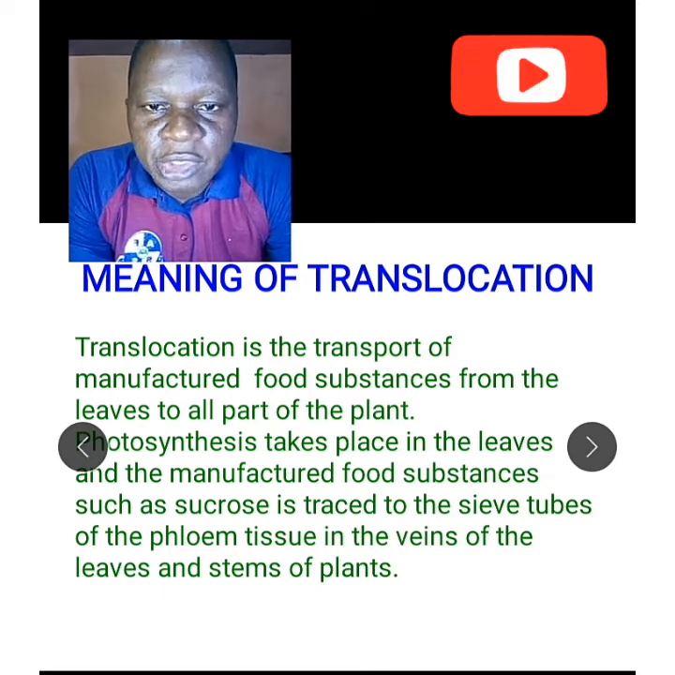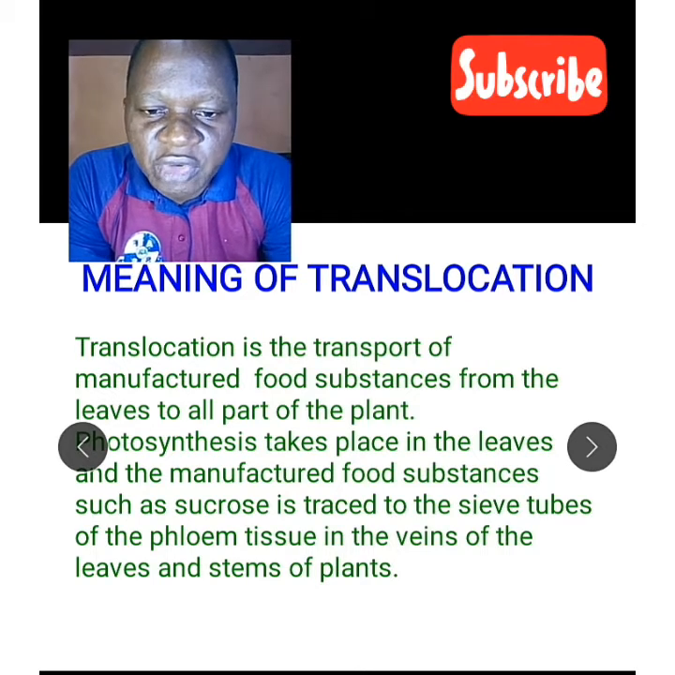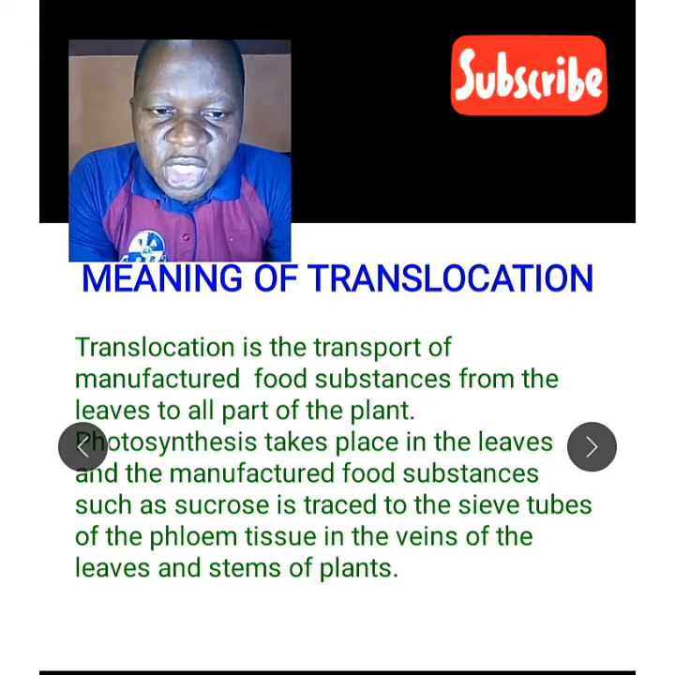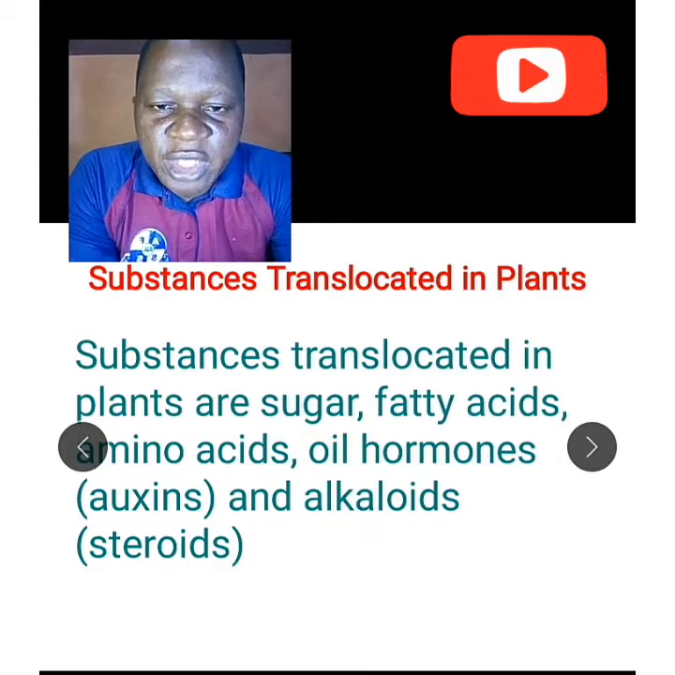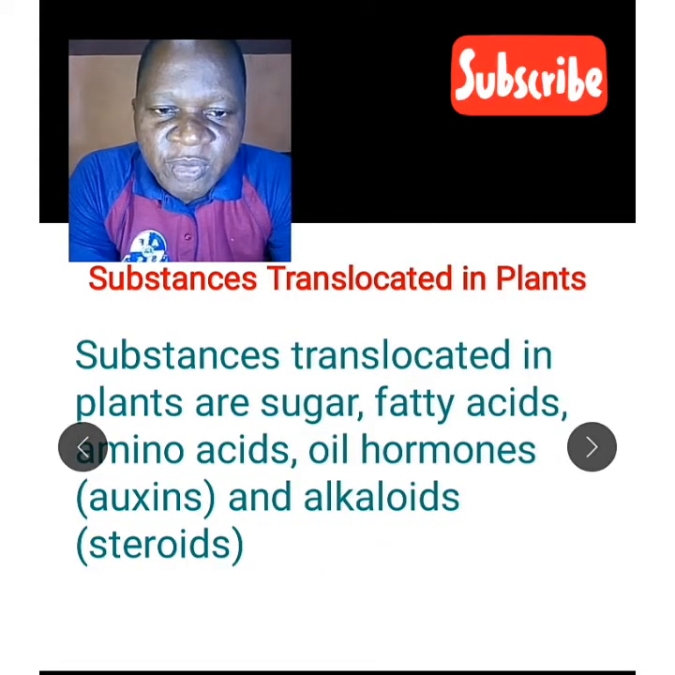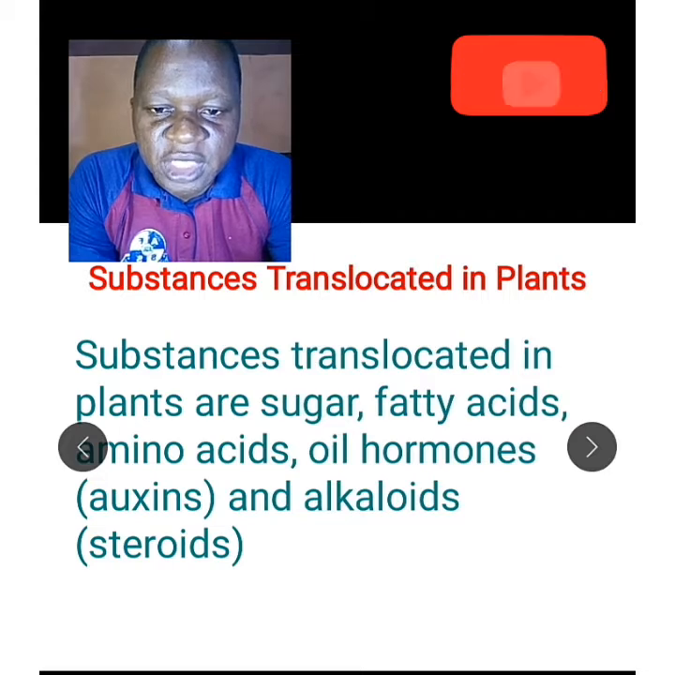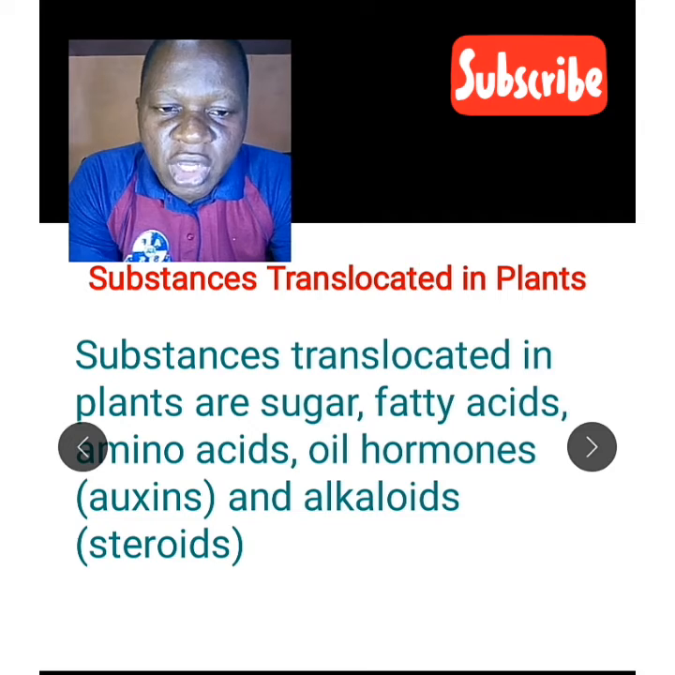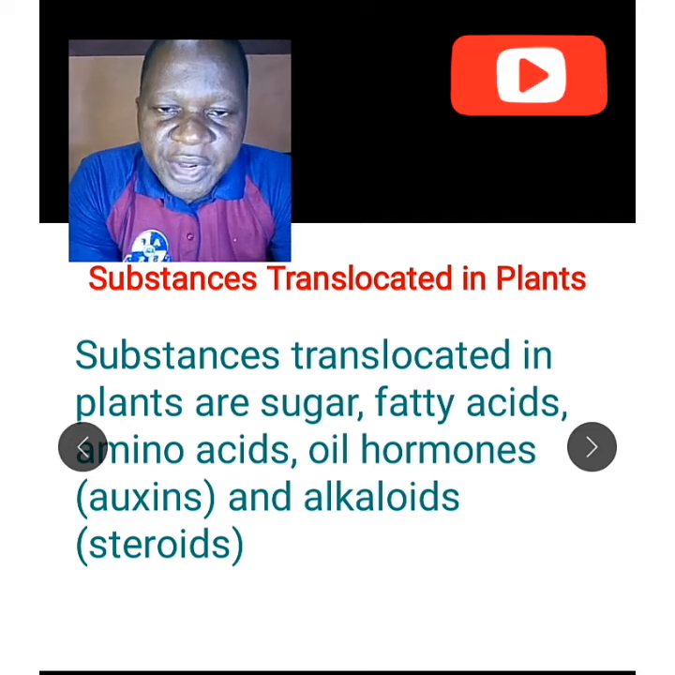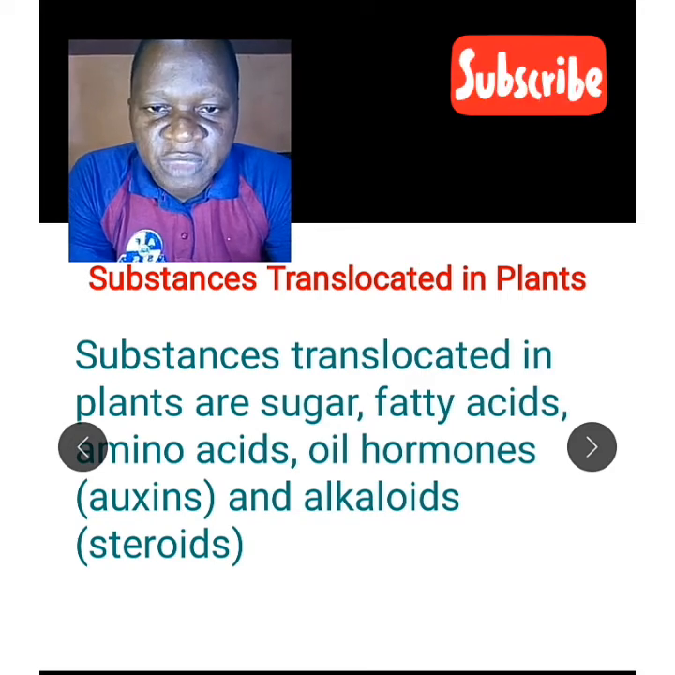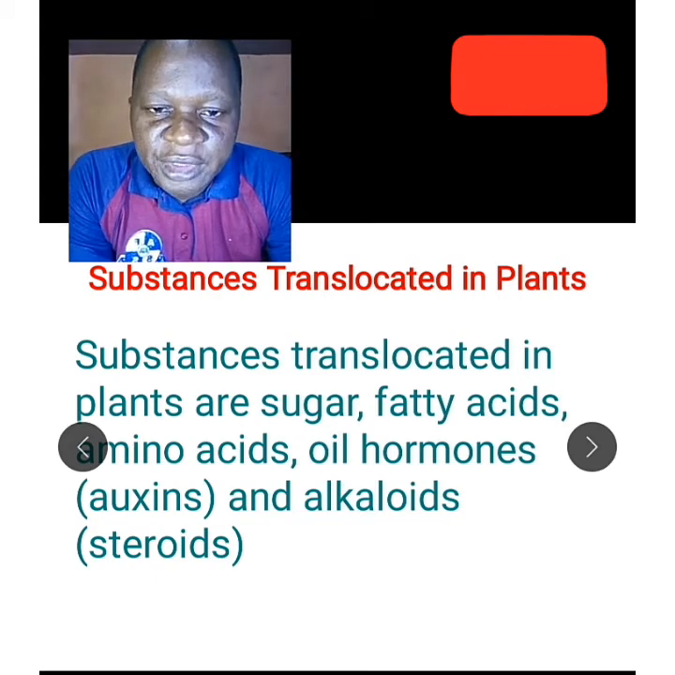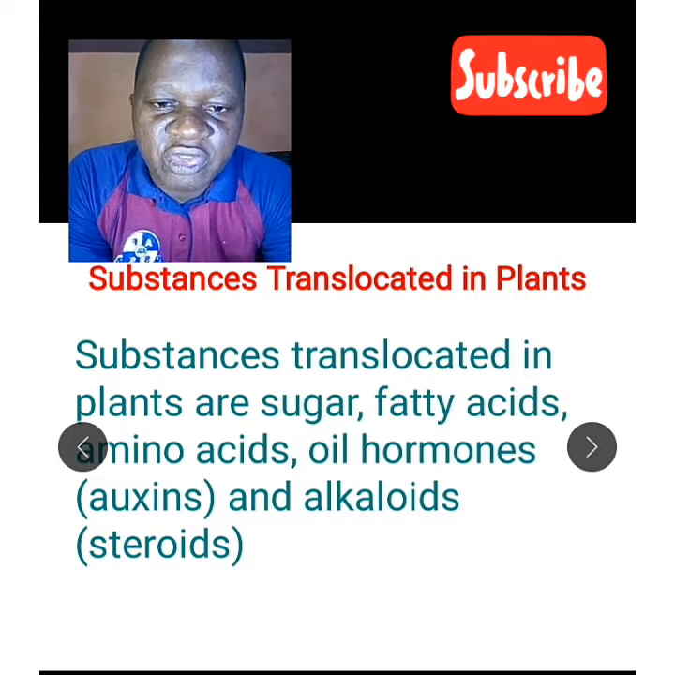Just like transpiration involves the xylem of the plant, translocation involves the phloem tissue. Let's move ahead to talk about substances that are translocated in plants. Such substances include sugar, fatty acids, amino acids, oil, hormones, and alkaloids. These are substances that are translocated from the leaf to other parts of the plant.